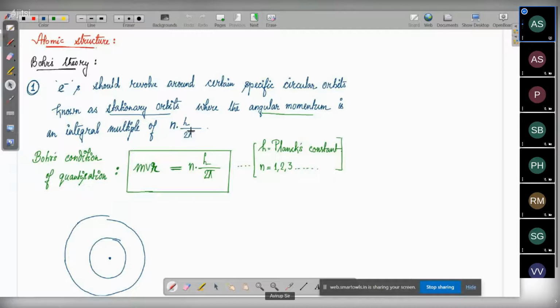But Bohr, in his entire theory, did not give a reason why he is taking this as a condition. So the reason behind this condition was not given by Bohr. He simply said that this is the condition that you have to assume. This is a condition that has to be followed. But why we are having this condition, no such explanation was given by Bohr's theory.